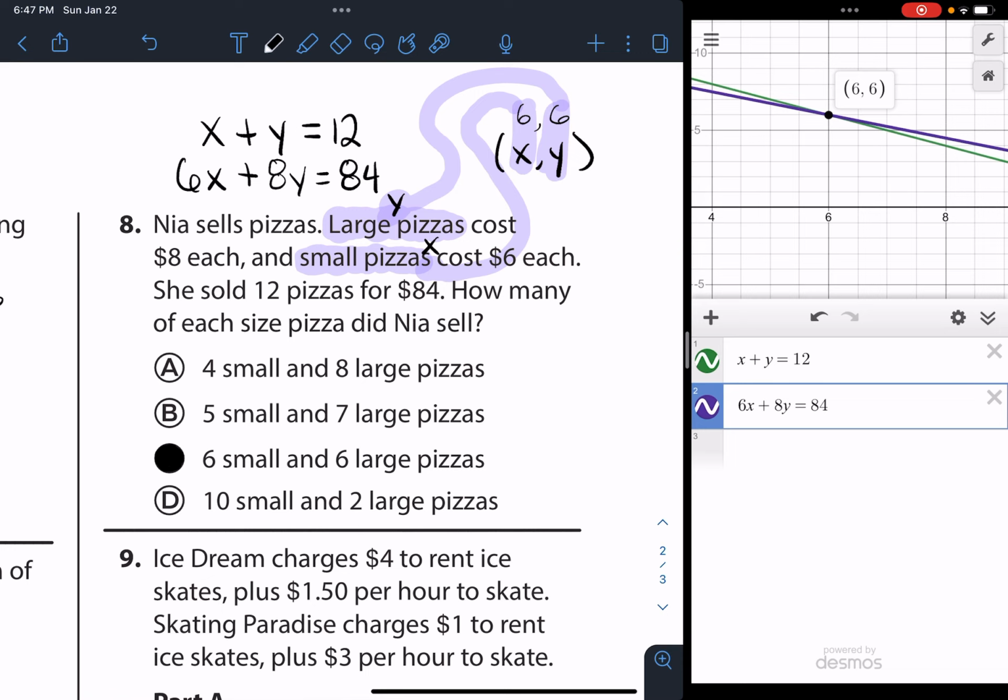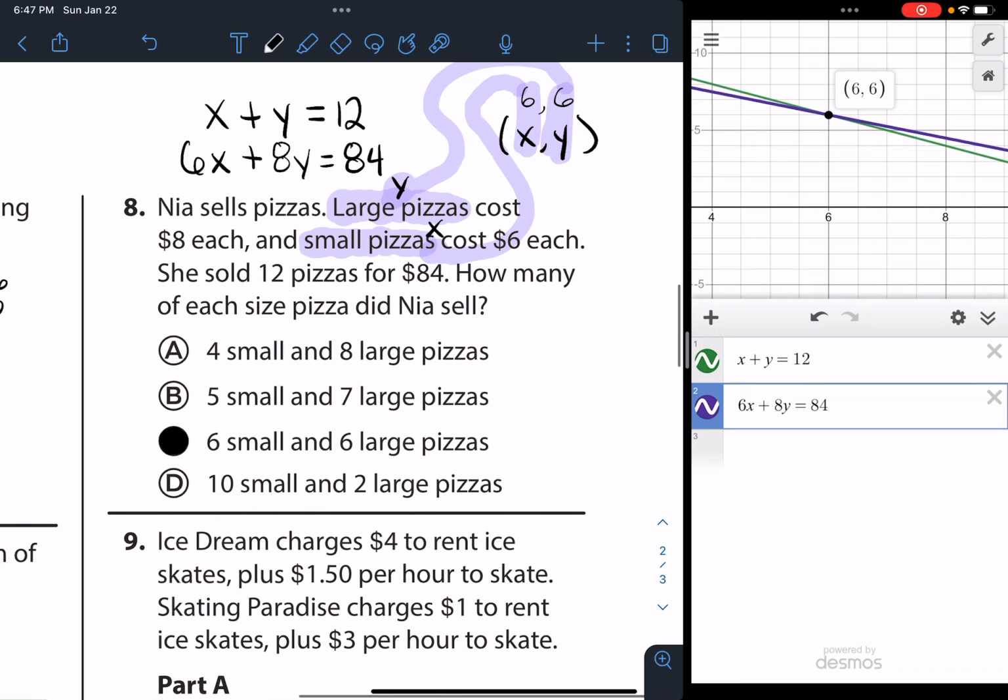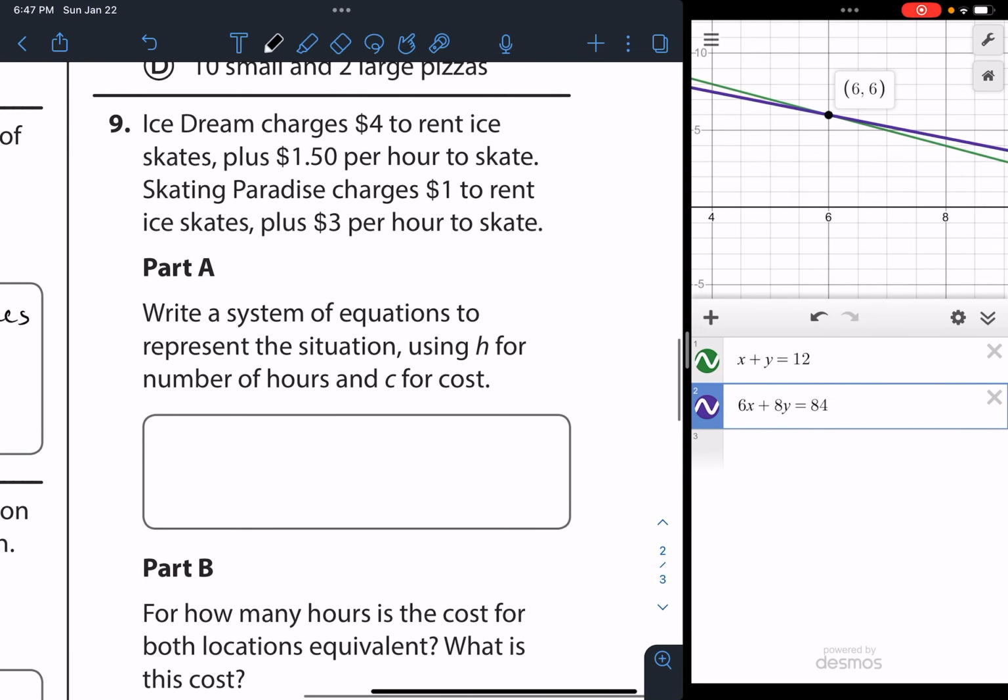And that's how you do number 8. If you have a problem that's relatively similar on your test, you just have to do the exact same type of thing I just did. All right, let's look at number 9.